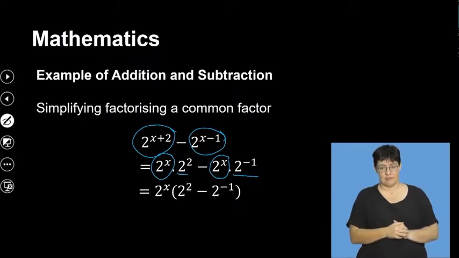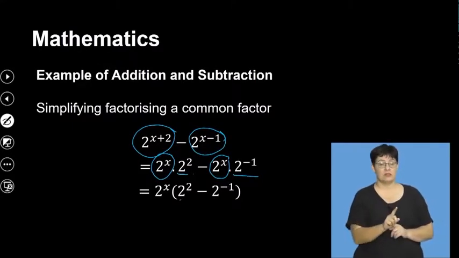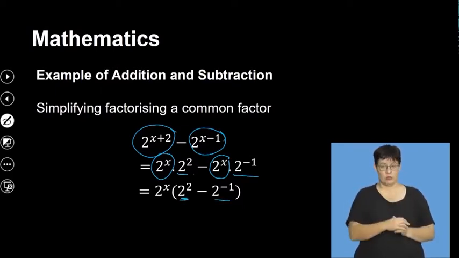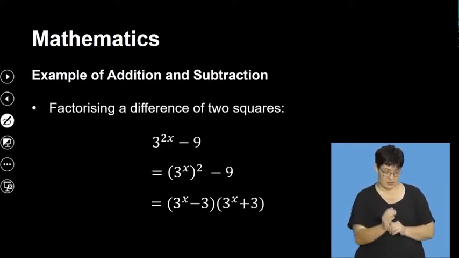So what I will be left with, if I divide the first term by the common factor, will be 2 to the exponent of 2, and then the second term will be 2 to the exponent of negative 1.